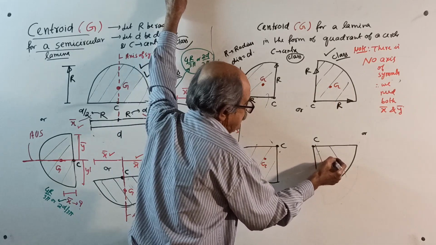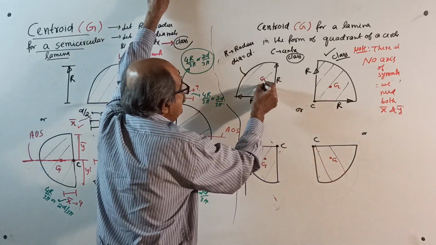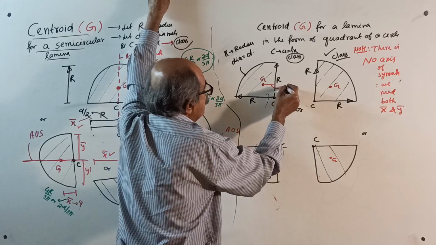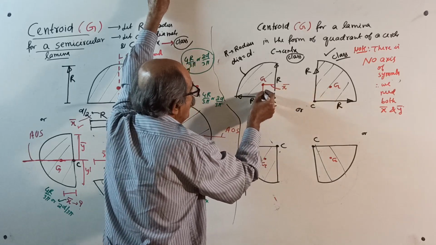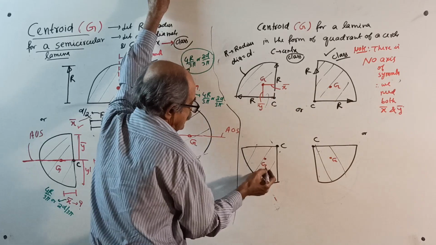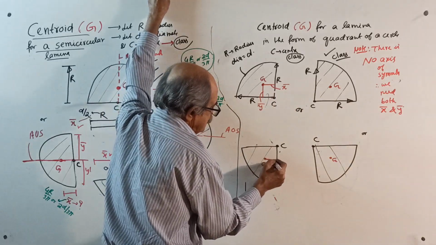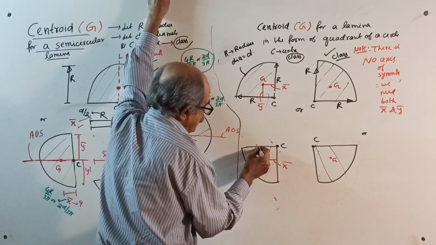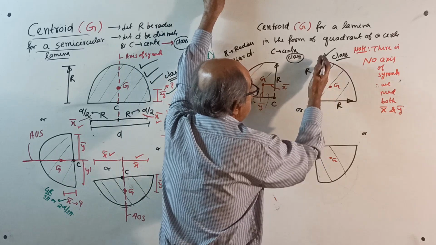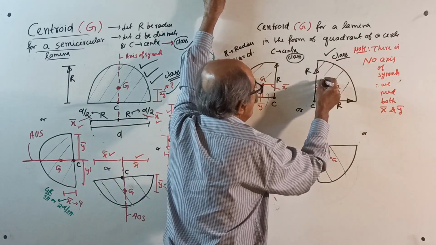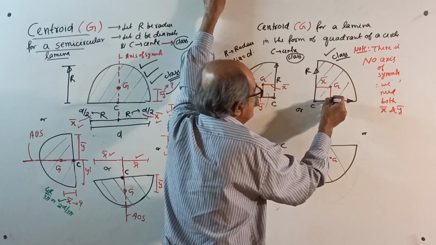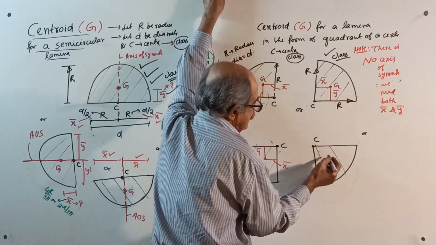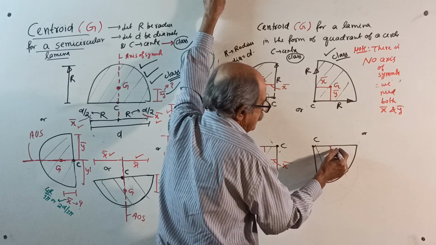This is centroid G. Now, here, this I will call X bar. This I will call Y bar. Here, from the baseline, this I will call X bar. This I will call Y bar. For the standard derivation, this I will call Y bar.